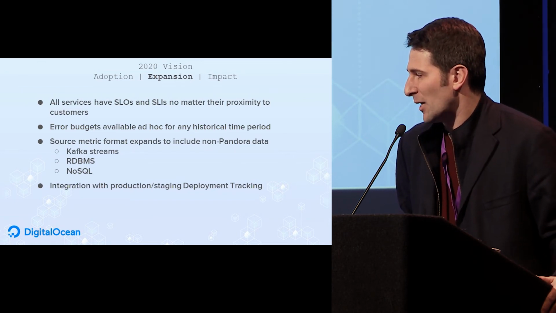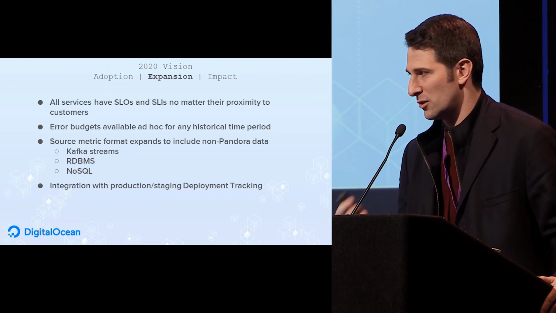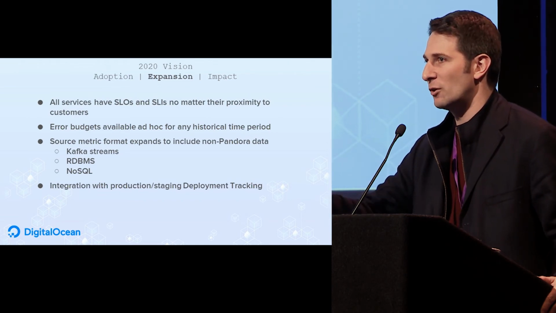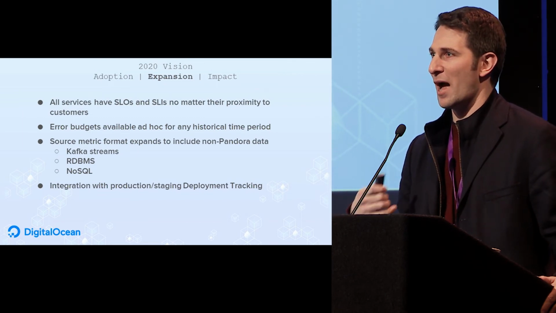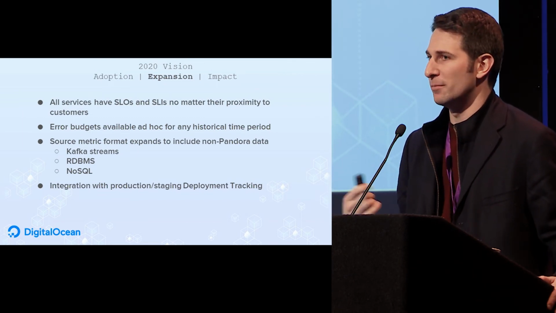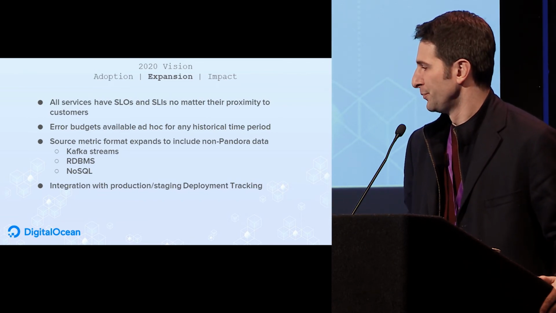Error budgets are available ad hoc, so anyone can come in and look at the error budget API. They can search for a service, a product, any sort of level tiering, and they'll be able to understand how much of an objective error budget has been depleted at a given time, which is great for managers and leadership to come in.